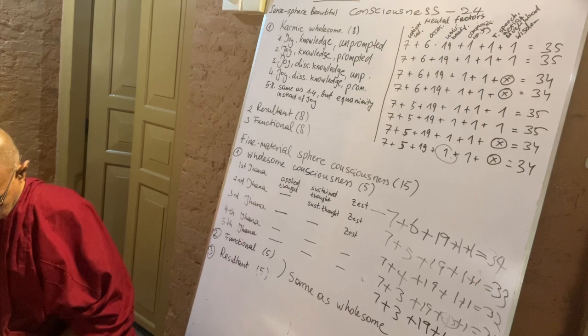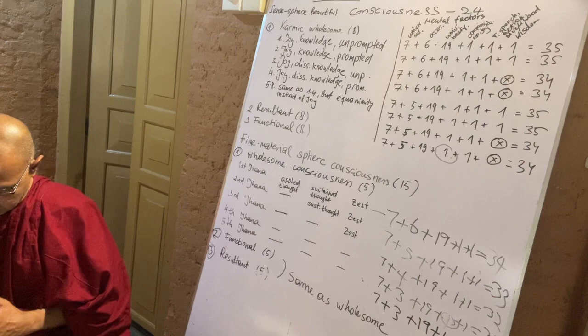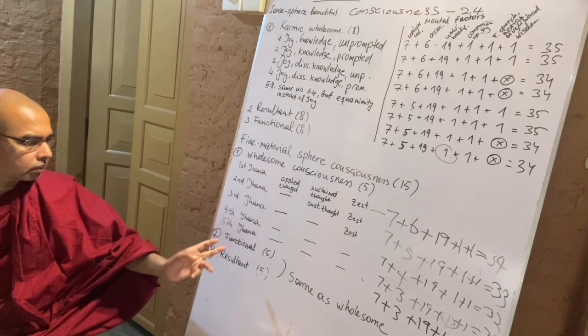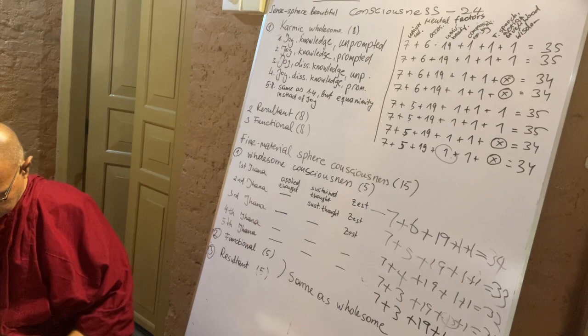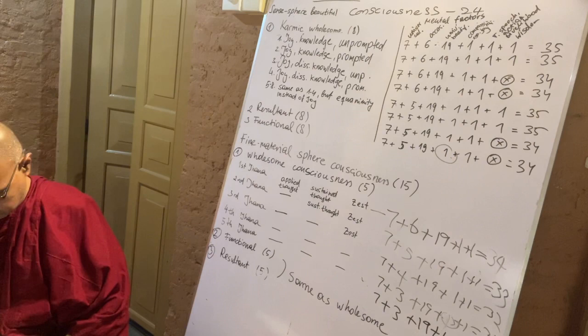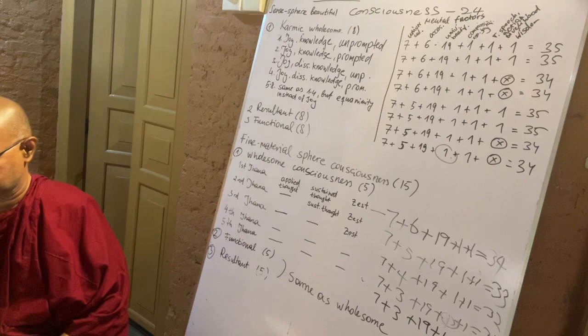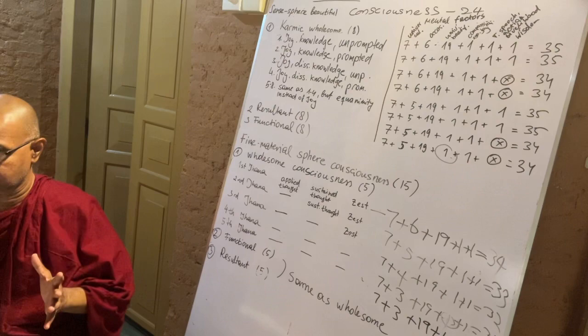This immaterial sphere consciousness again can be classified into three: wholesome, resultant and functional. These are the four wholesome immaterial sphere consciousnesses. First, wholesome consciousness pertaining to the base of infinite space. In infinite space consciousness, the object of the consciousness is infinite space.